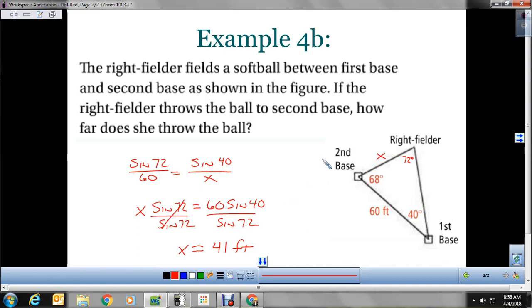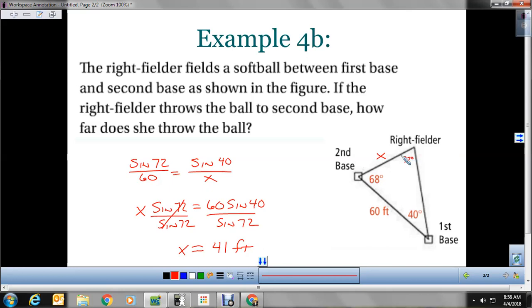All right, let's see how we did. The first thing you had to do is find this angle measure by adding 68 and 40 to get 108, then subtracting it from 180 to get 72. Now, the distance we're looking for is from the right fielder to second base, which means this is our x. This is the distance we're trying to find.